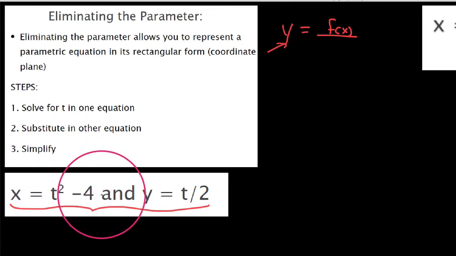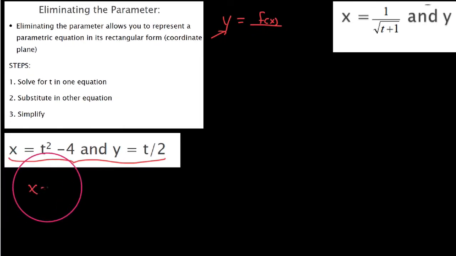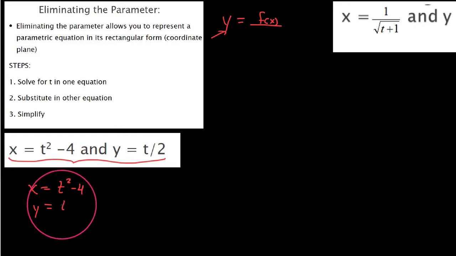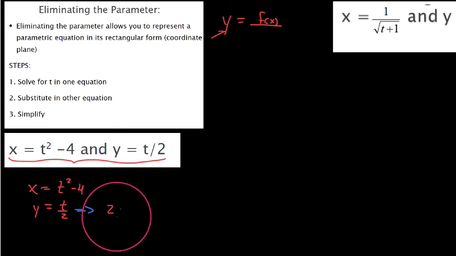So down here, I would like to list it this way also, because you'll see parametric equations listed thusly. We say x equals t squared minus 4, and y equals t over 2. I think it's a lot easier to solve for t in the second equation. So if I multiplied both sides of this by 2, I would be able to determine that 2y is equal to t.